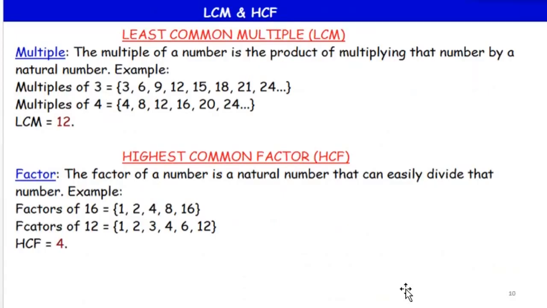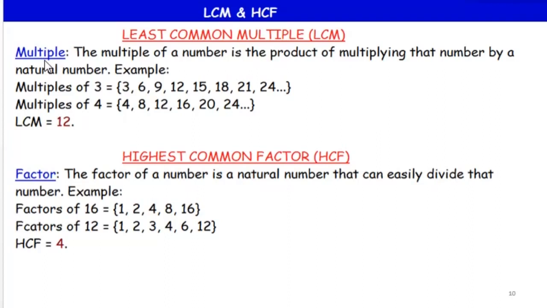Okay, let's now talk about the popular LCM and HCF. So LCM and HCF are acronyms. LCM stands for the least common multiple. Before we talk about LCM, let's try to understand the meaning of a multiple.